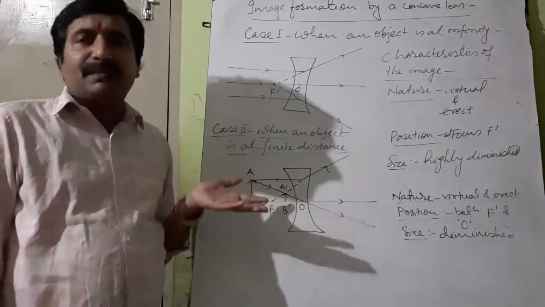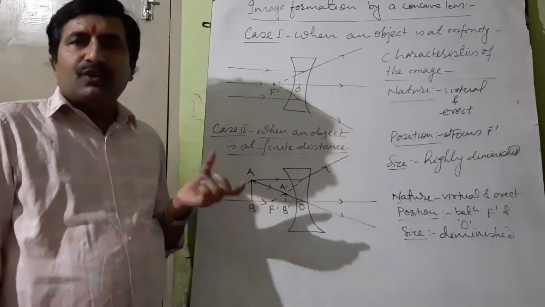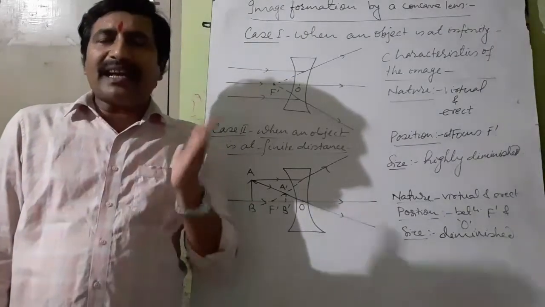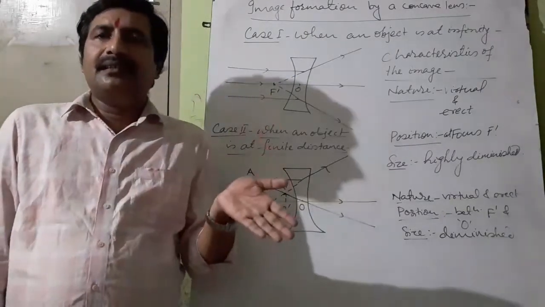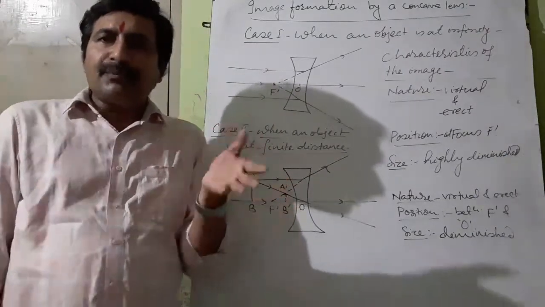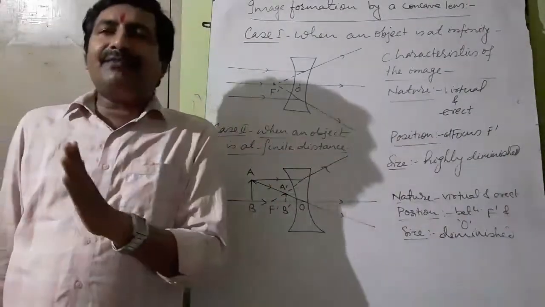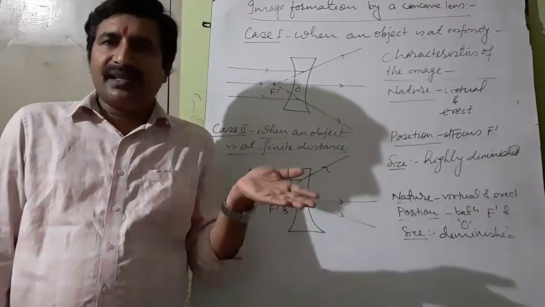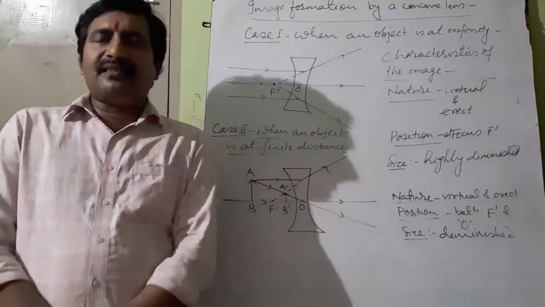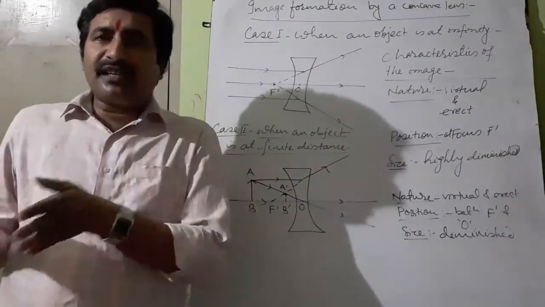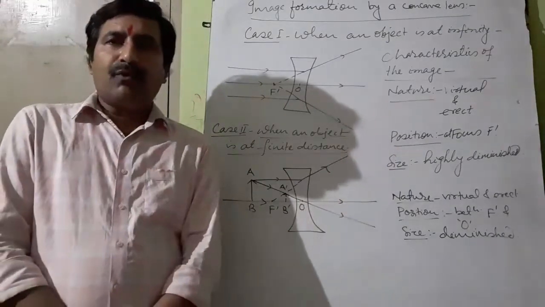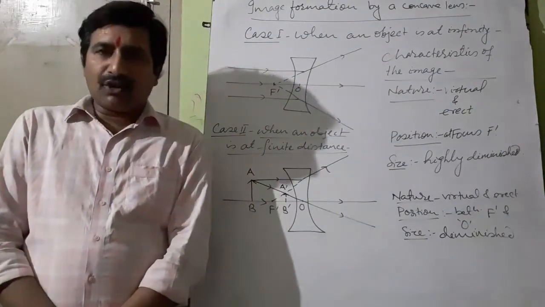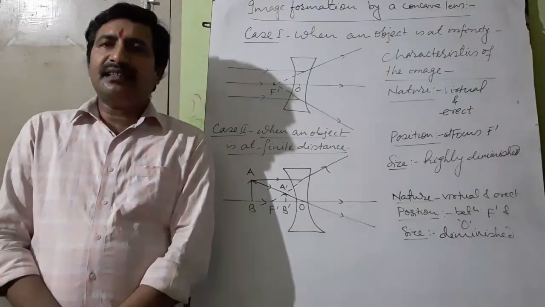In case of a convex mirror, you learnt that we take only two positions of the object, one at infinity and the other at finite distance. In the same way, in case of a concave lens, I have taken two distinct positions, one at infinity and one at finite distance. In case of a convex lens, I will take different positions. You will understand the image formation for an object placed at different positions from a convex lens, and that will be discussed in the next lecture.